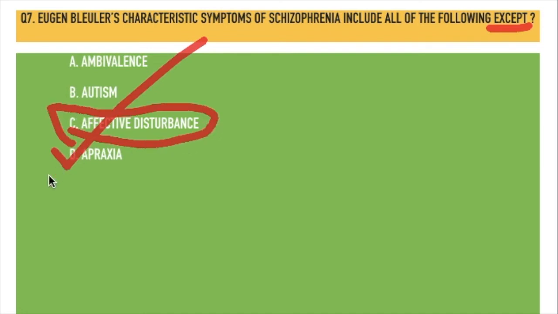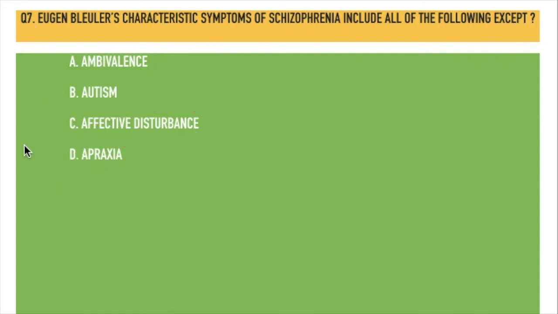And what is loosening of association? Loosening of association means the loosening of association between thoughts. That is loosening of association. So those 4 are the 4 A's of Bleuler's characteristic symptoms of schizophrenia. Apraxia is not a characteristic symptom of schizophrenia by Bleuler. So the answer is D, apraxia.